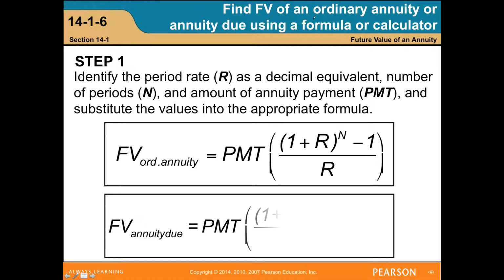Find the future value of an ordinary annuity or annuity due using a formula or calculator. Step 1, identify the period rate, R, as a decimal equivalent, number of periods, N, and amount of annuity payment, PMT, and substitute the values into the appropriate area.